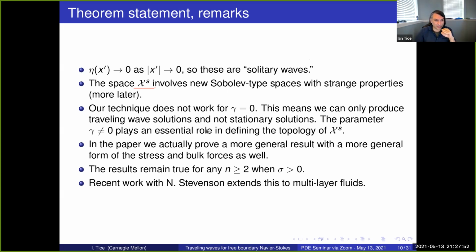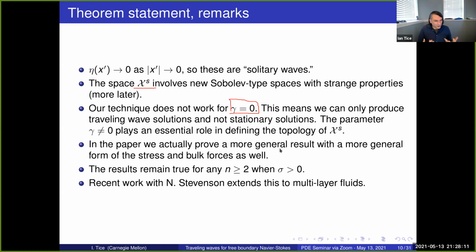The other thing I want to mention, which is rather curious, is our technique is capable of producing solutions for every gamma not equal to 0. So for any traveling wave velocity that is not zero, we can produce solutions. However, our technique does not work in the case when gamma is equal to zero.